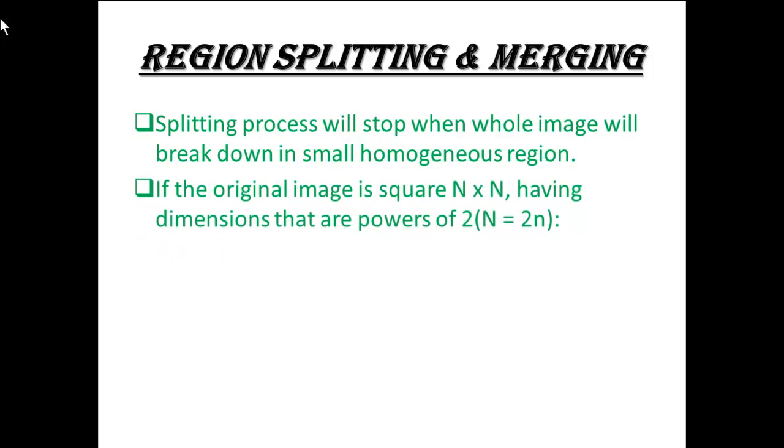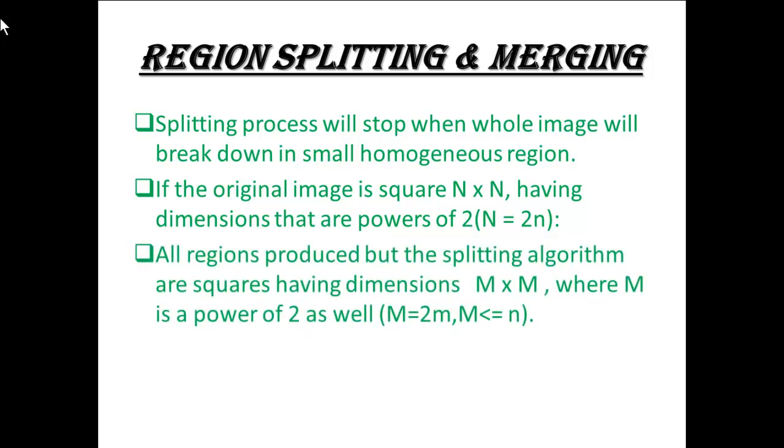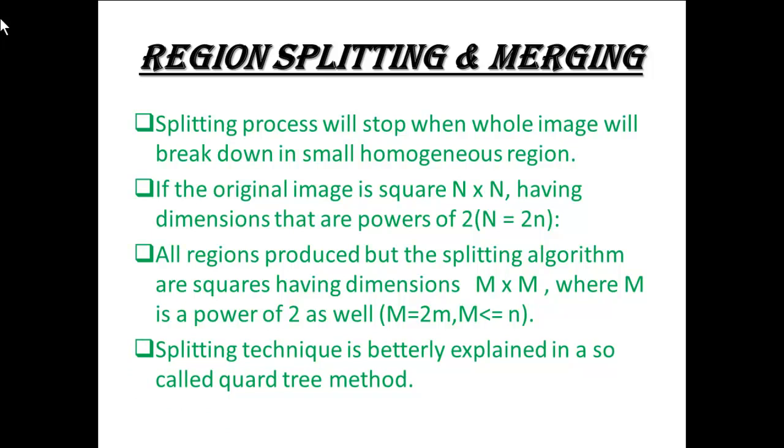If the original image is square, N by N, having dimensions that are powers of 2, N equals 2^n, all regions produced by the splitting algorithm are squares having dimensions M by M, where M is a power of 2 as well, M equals 2^m, and m is less than or equal to n. The splitting technique is better explained in the so-called quad tree method.